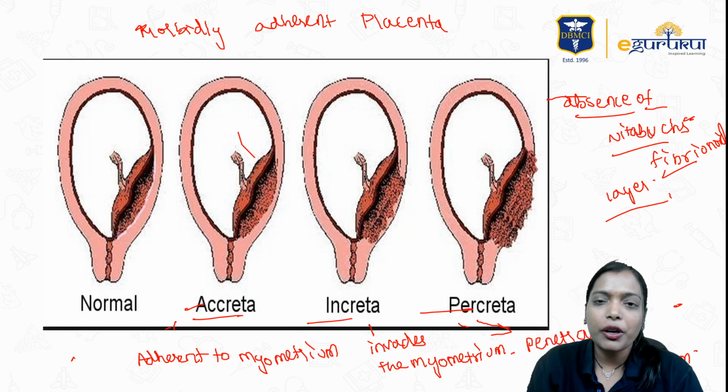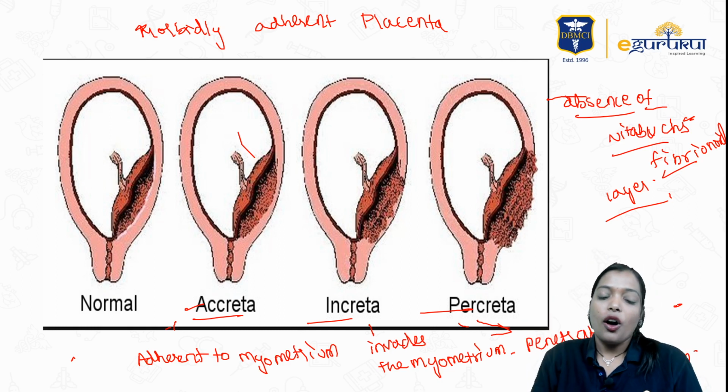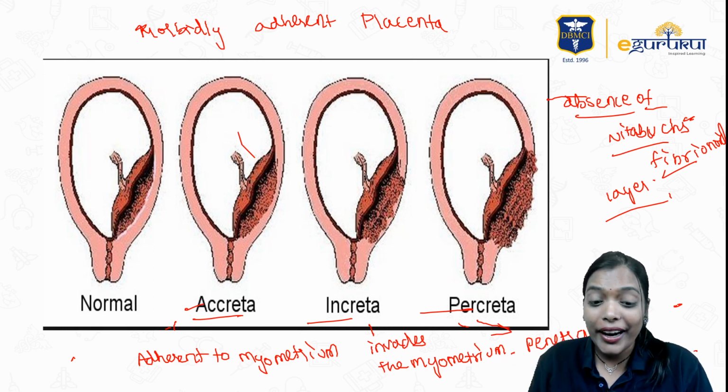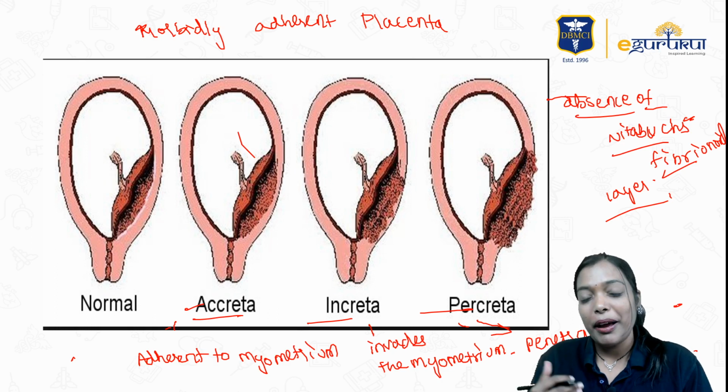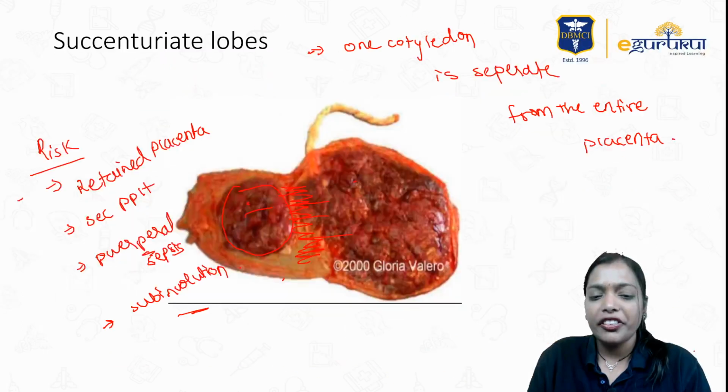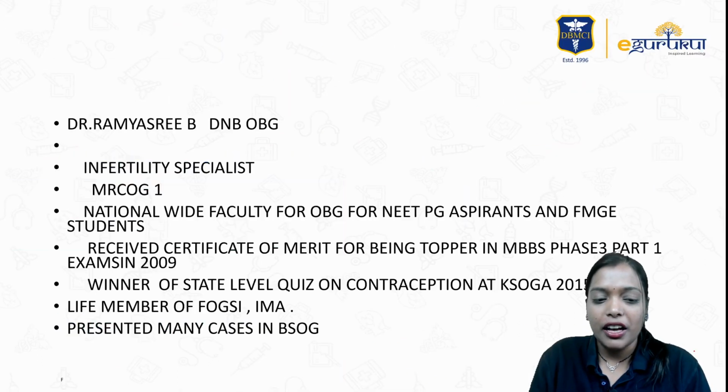Right. So now a quick recap for the exam. Accreta is adherent to the myometrium. Increta invades the myometrium. Percreta penetrates the myometrium to reach the perimetrium. So these are all the different images which we have about the placenta.